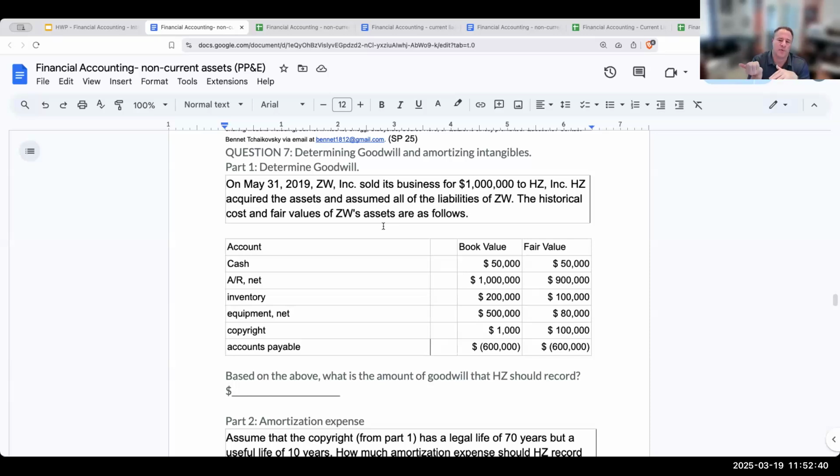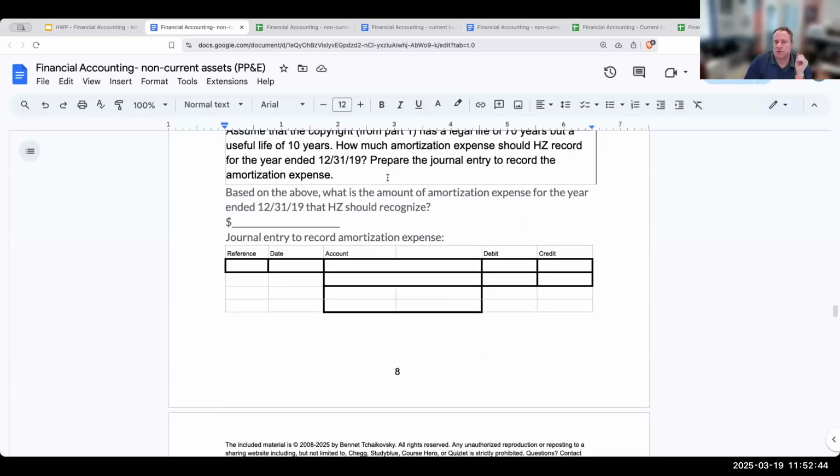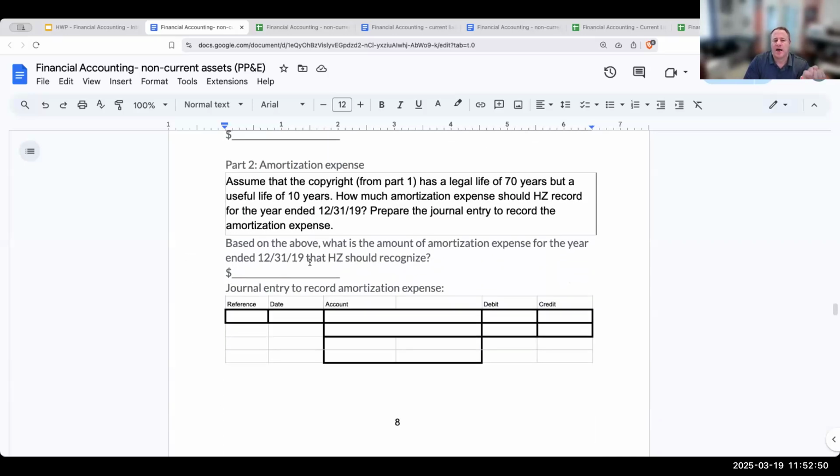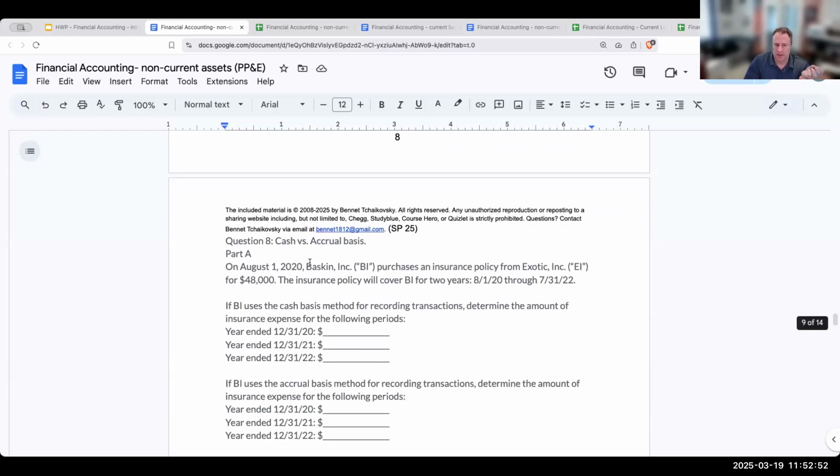So how do we go through and record goodwill? What you'll also see is we're going to learn about how we deal with intangible assets such as copyright, trademarks, patents. How does that look?